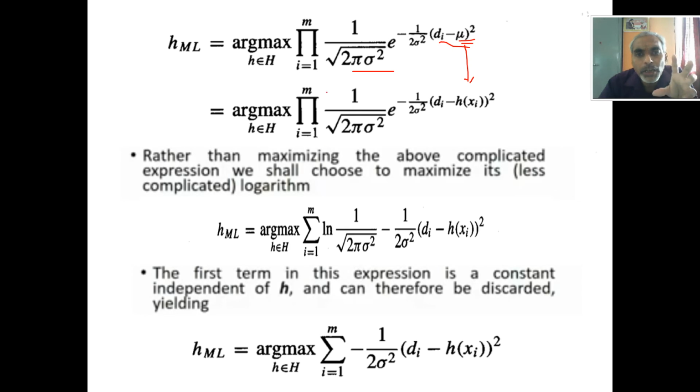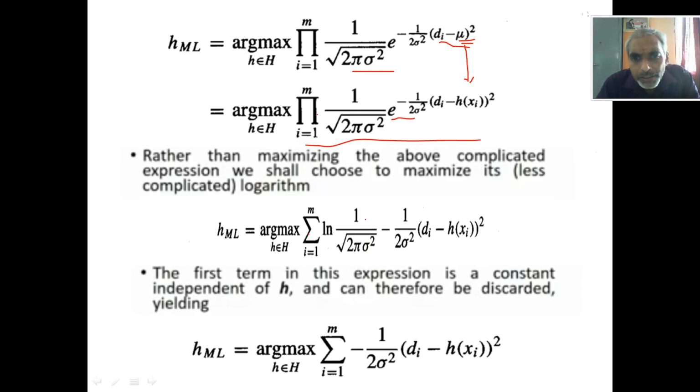Now since this is a very complicated expression, you can reduce this particular expression by applying log. When you apply the logarithm, we can still simplify this expression. So we say the maximum likelihood hypothesis is equal to argmax of h belonging to H. Now we apply log to this. When you apply logarithm, the product becomes summation. Now it becomes sum for i equal to 1 to m of ln of 1 divided by square root of 2 pi sigma square, e. E is there, right? So you are applying log.